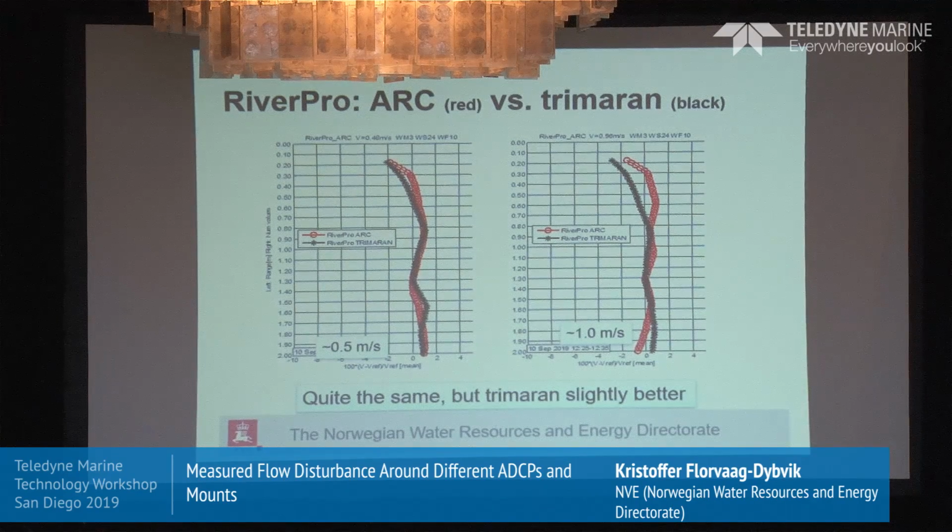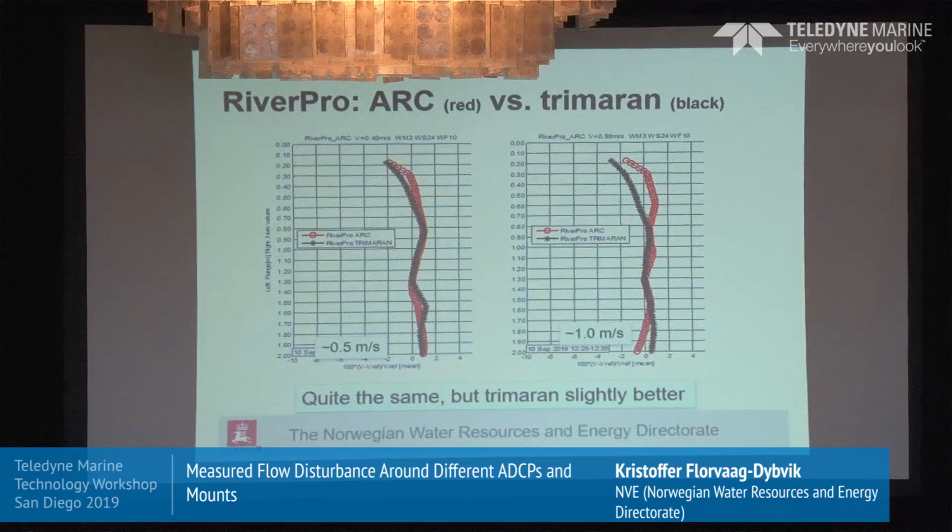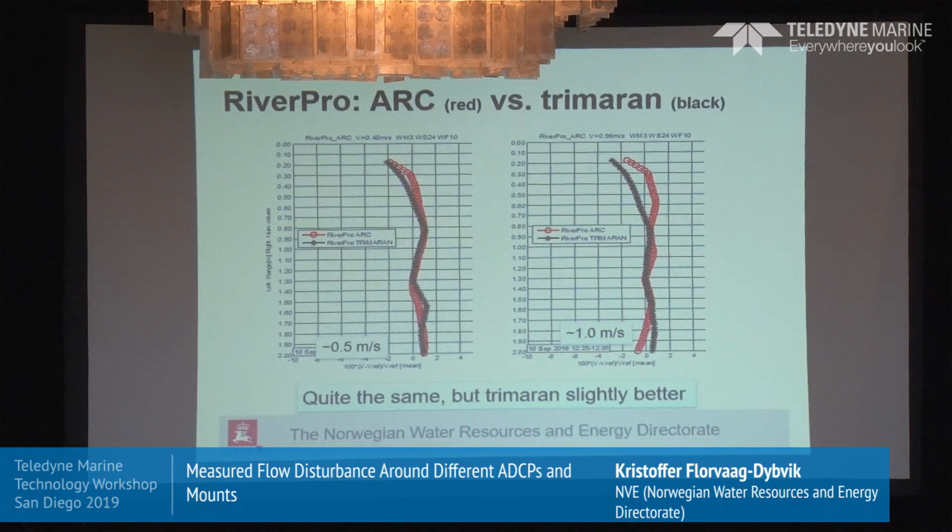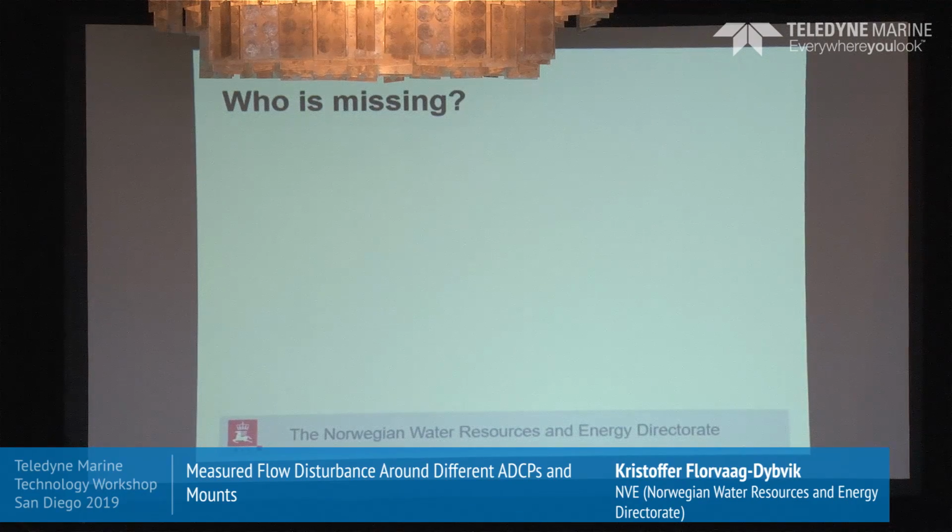The trimaran does better, but not very obvious, not very clear to my eyes. But if you are very, very worried about flow disturbance, you are maybe better off using the trimaran instead of the Arc boat. But this looks equal enough for me that I will not recommend my colleagues to stop using the Arc boats. Not based on this data anyway. Okay, and who's missing? Did I forget anyone?